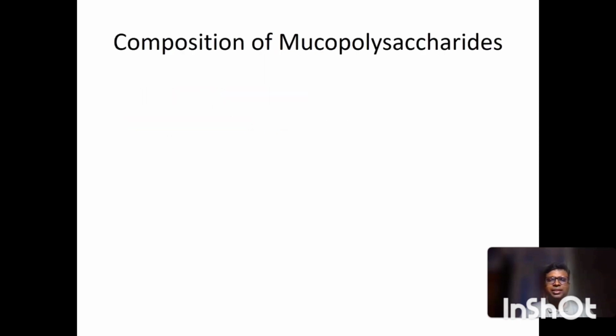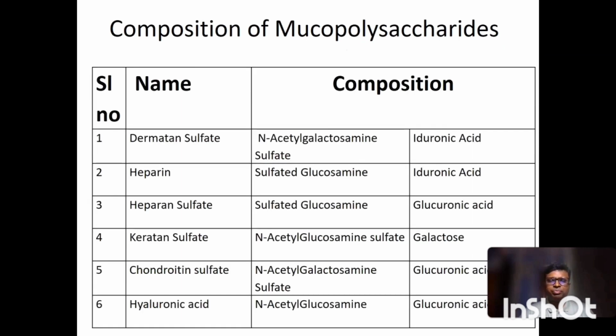So let's look at the table for composition of mucopolysaccharides. These are the various mucopolysaccharides, and each of them has an amino sugar and uronic acid. There are some exceptions. We will come to the exceptions a little later.